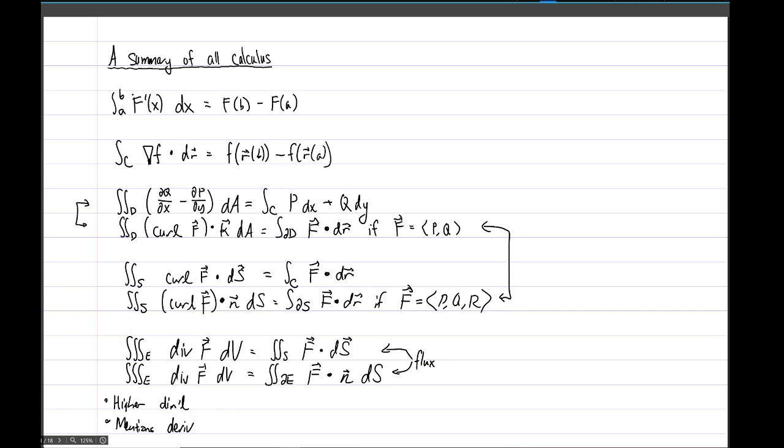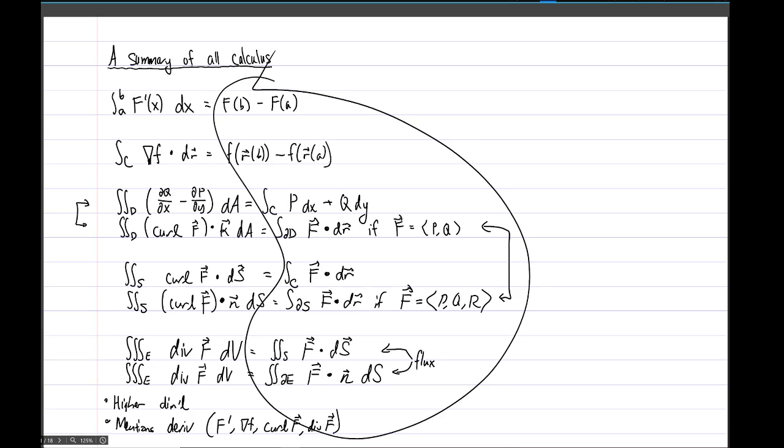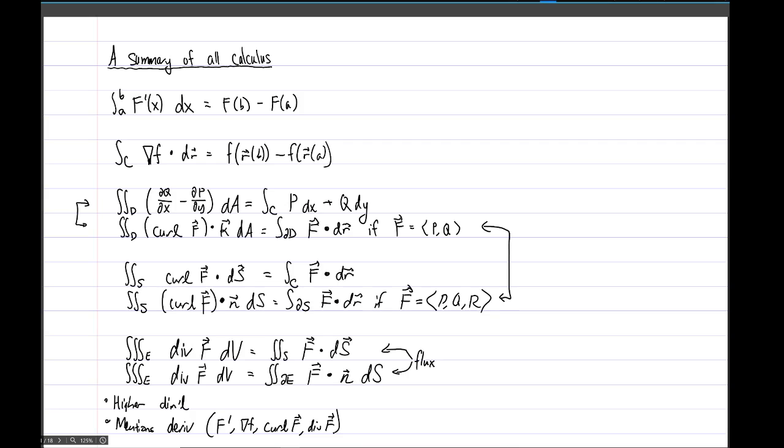I mean, really all of these things, whether it's f prime, or the gradient of f, or the curl of a vector field, or the divergence of a vector field, all of these things involve performing some kind of derivative or partial derivative. Then on the right side of each of these equations, that's the lower dimensional thing, right? So it's one dimension lower.